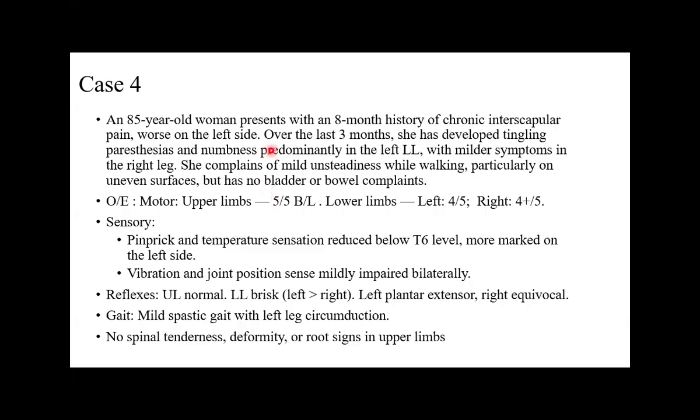On examination, upper limbs were normal. In the bilateral lower limbs, the left side was 4/5 power and the right side 4+/5 power. There was an asymmetry, with pinprick and temperature sensation reduced below the T6 level, more marked on the left side, and vibration and joint position sense mildly impaired bilaterally. The reflexes in the upper limbs were normal. In the lower limb, they were brisk, more on the left side, with a left plantar extensor and a right equivocal. There was a mild spastic gait with left-sided circumduction. No spinal tenderness, deformity or root signs in the upper limb.